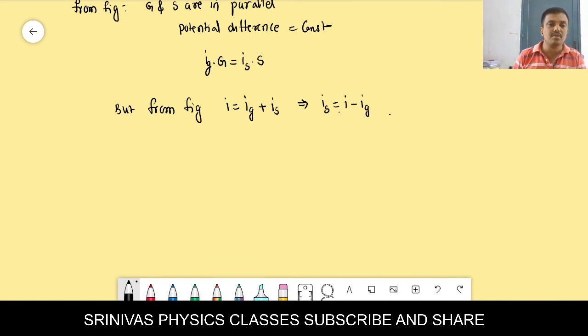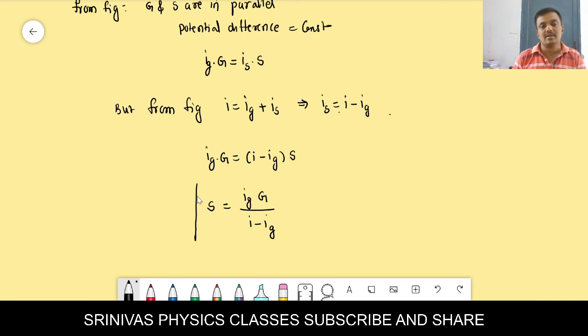This we substitute in the above equation. Then we will get IG into G is equal to IS, and IS is I minus IG, into S. I want to find out the S formula. Then the S formula is IG G by I minus IG. This is the important formula, and based on this there are problems, right?